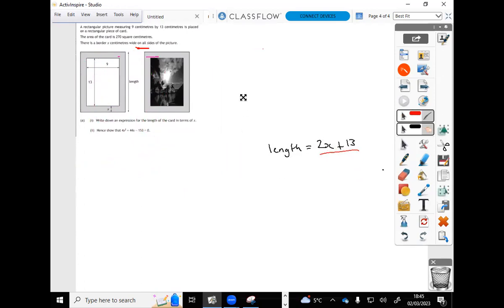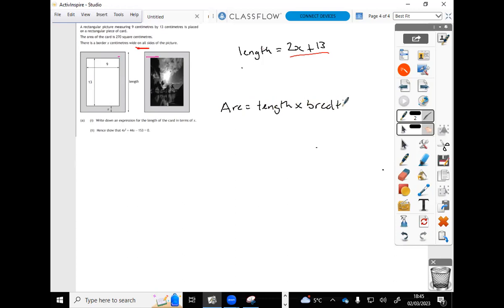We've got an expression for the length. Because area is equal to length times breadth, we also need an expression for the breadth of that card. Now the whole border is x. So the breadth is going to be that 9 plus an x either side. The breadth is going to be 2x plus 9.